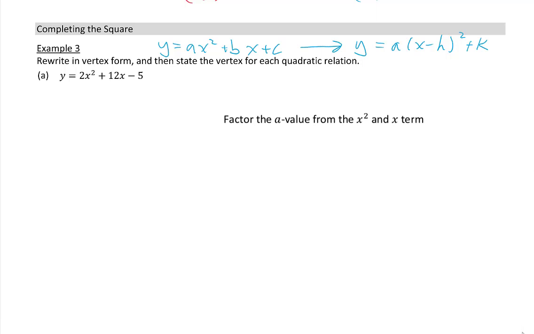So if we look at that, there's our x squared and our x term. We always factor out the a value no matter what it is. So in this case, our a value is 2. So that's going to leave me with x squared plus 6x. And I only factor out of those two. And the negative 5 is a spectator outside of the brackets.